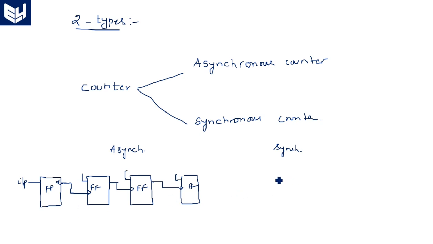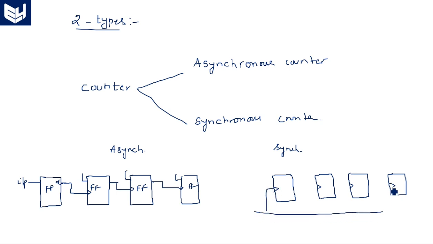But whereas in the synchronous counter setup, consider the same number of flip-flops here also. Consider here also 4 bits of information. Now the clock input for all the flip-flops is common. The clock input for all the flip-flops is common because they are synchronous. Synchronous means at a time. So at a time, and what about the flip-flop here? This is the original clock input.